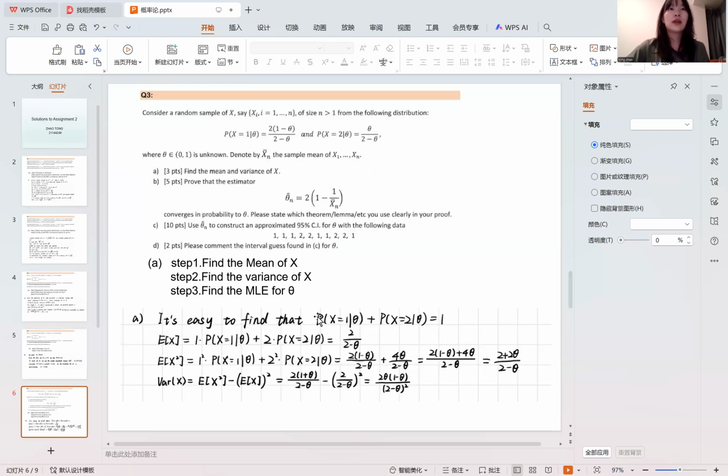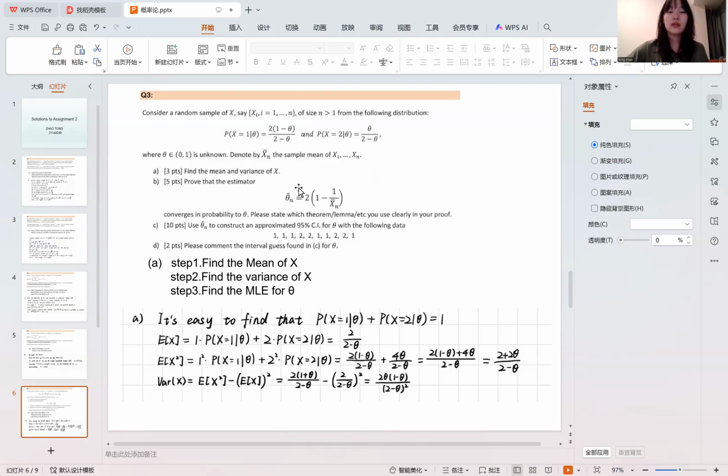Now, let's look at question 3. I think it's a little long, but it's not very difficult. As in part A, we just need to calculate the mean and the variance of X. Let's consider a random variable X that takes the values 1 and 2 with probabilities given by this, where theta is a parameter in the interval 0 to 1.